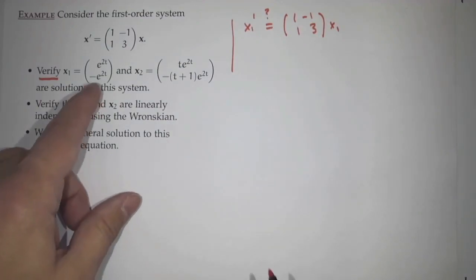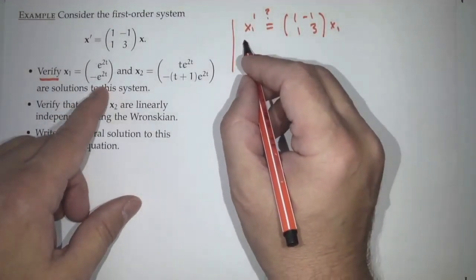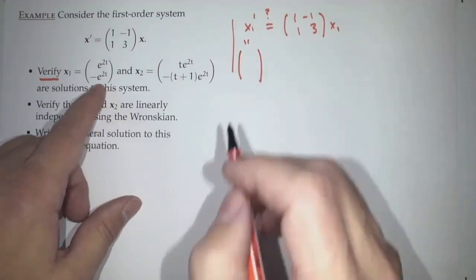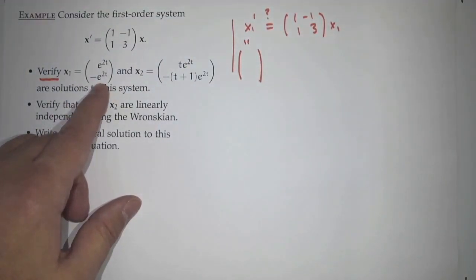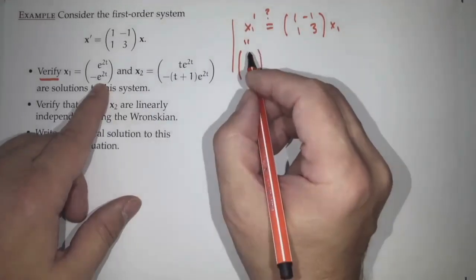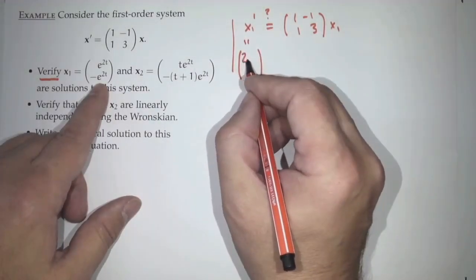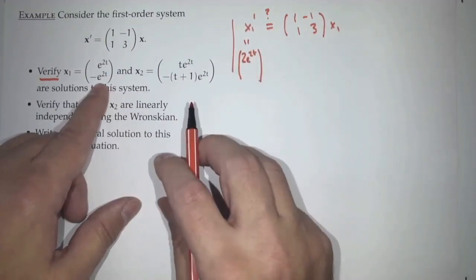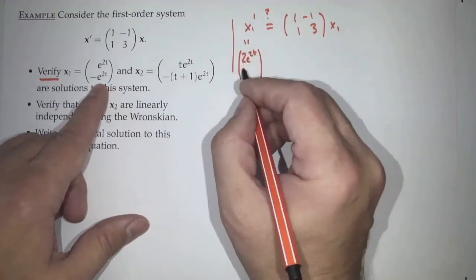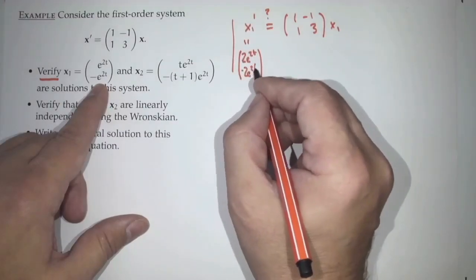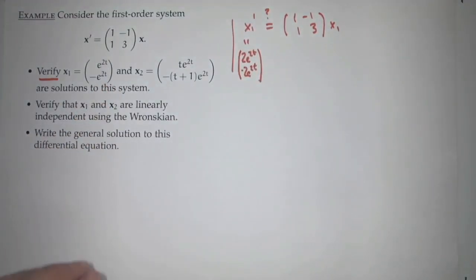Okay, so let's take x1 prime. What's the derivative of this vector? Two e to the 2t, minus 2 e to the 2t. Now, in case you're wondering, whoa, how do you do that? There's derivatives, and for matrices or for vectors, it's one entry at a time. One entry at a time.